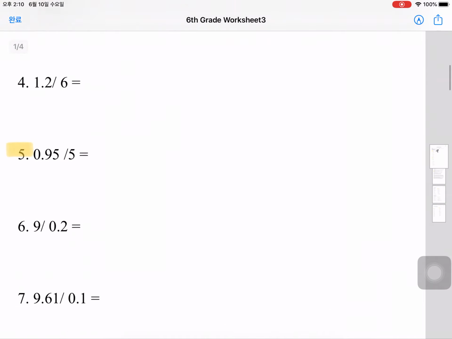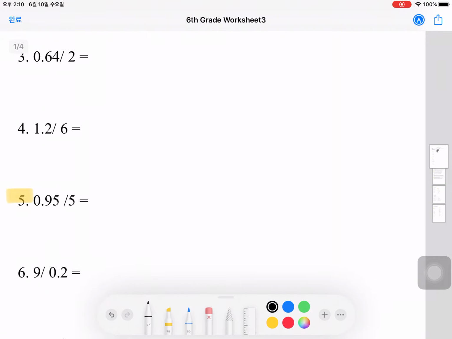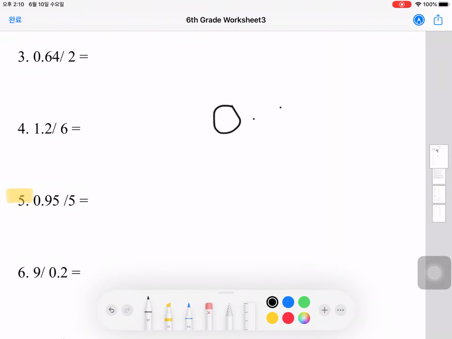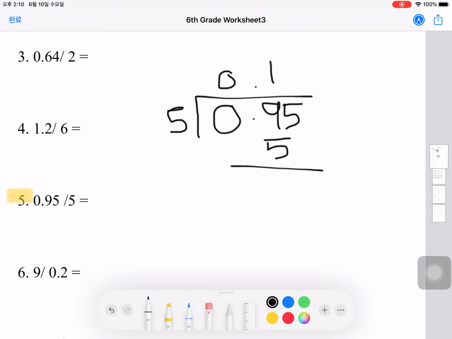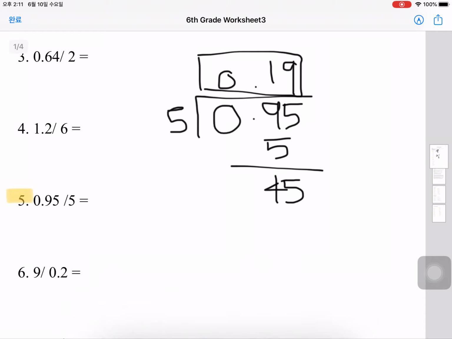Okay, we'll do one more in this section, and then we'll go on to the next one. So 0.95 divided by 5. 0 point, and then 5 goes into 9 once. 9 minus 5, 4, bring down the 5, 45. 5 goes into 45 9 times. So 0.19 is your final answer.